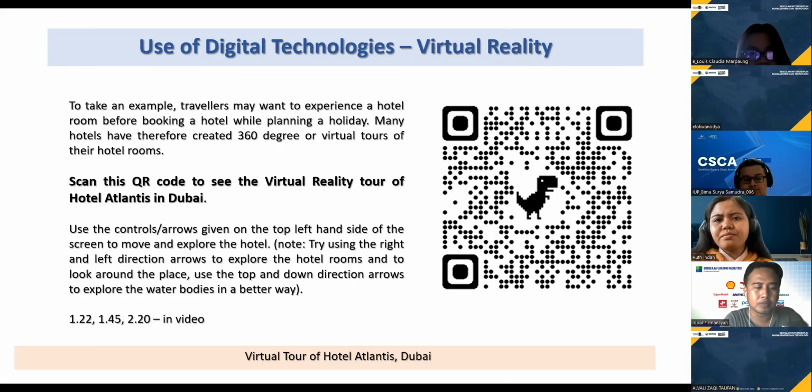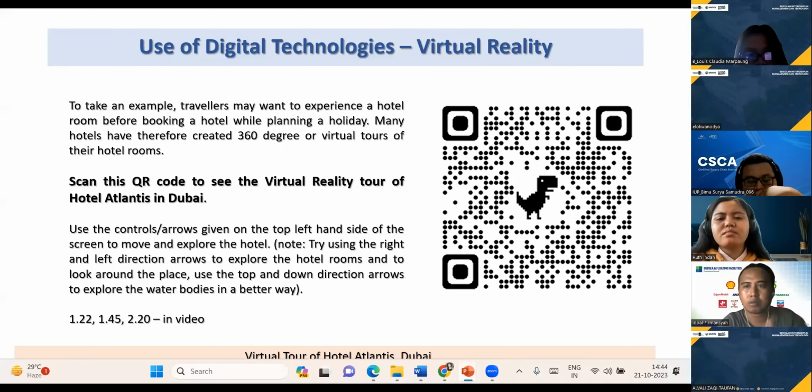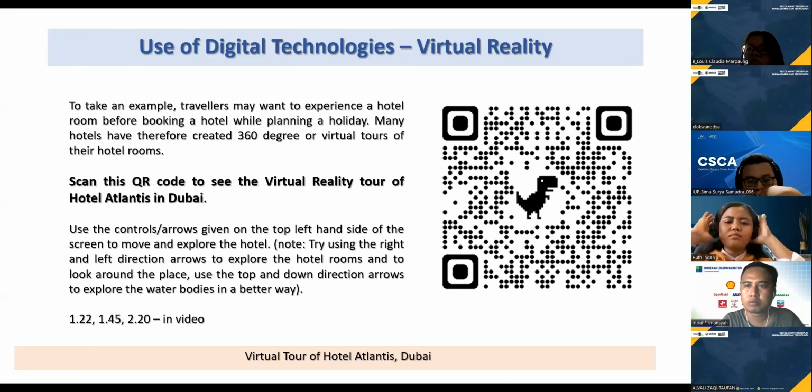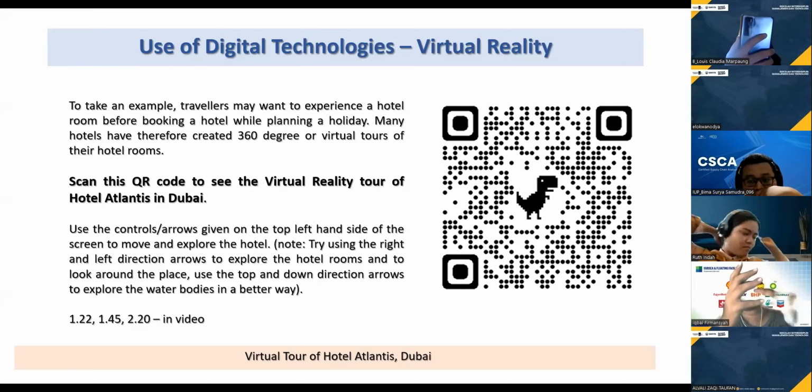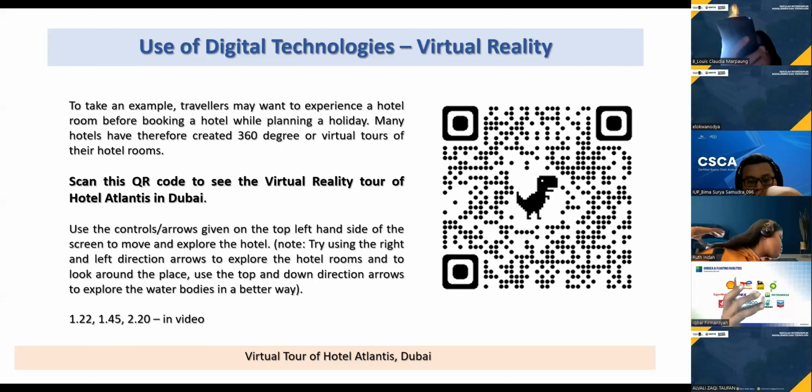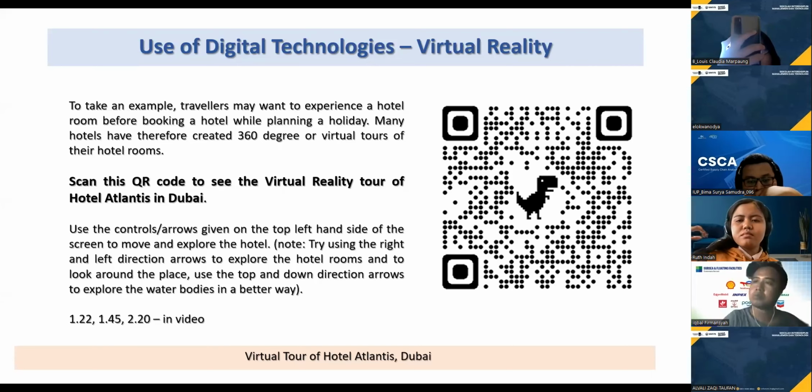When you are in the hotel lobby, you can move your phone up and down to see how the floor and the ceiling look. I have mentioned certain points in the video here: 1 minute 22 seconds, 1 minute 45 seconds, and 2 minutes 20 seconds. These will give you different parts of the hotel. 1:22 will probably take you to a room from where you can see a kind of aquarium or the seabed. 1:45 will show you a water body.